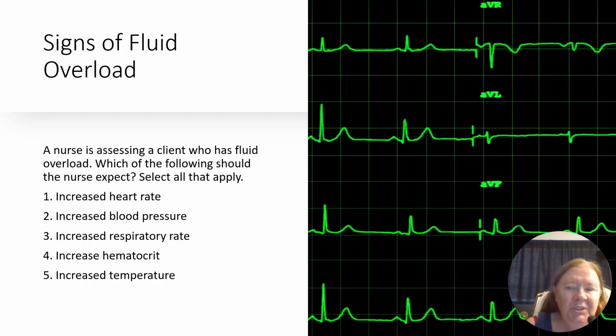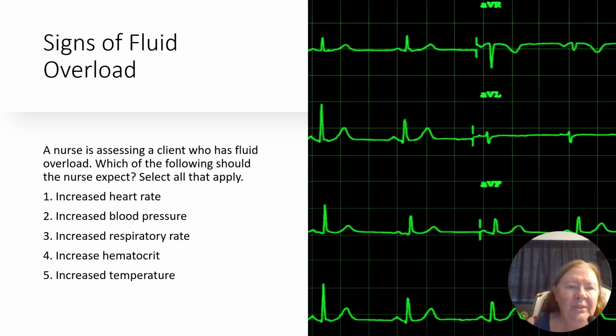Okay, and the last one is increased temperature. An increased temperature is also incorrect. The nurse should expect the client who has fluid volume deficit to have an increase in temperature due to the fluid loss. So the fluid in our bodies is regulating the temperature. So if you have an excess of fluid, you wouldn't see an increased temperature. You would see an increased temperature with fluid volume deficit. So there isn't enough fluid to regulate the temperature in the body.